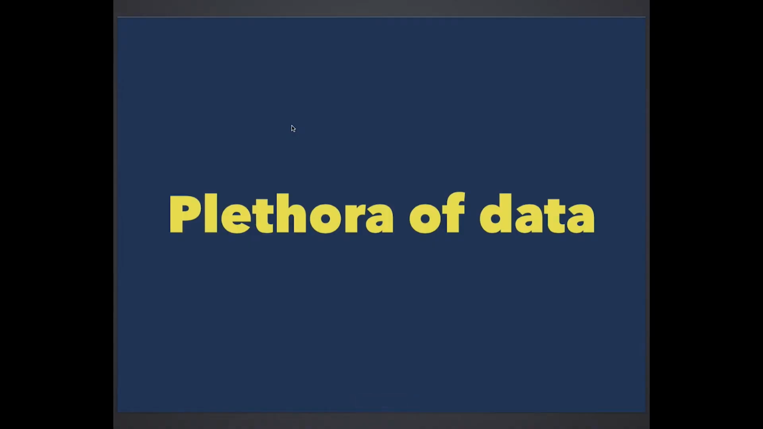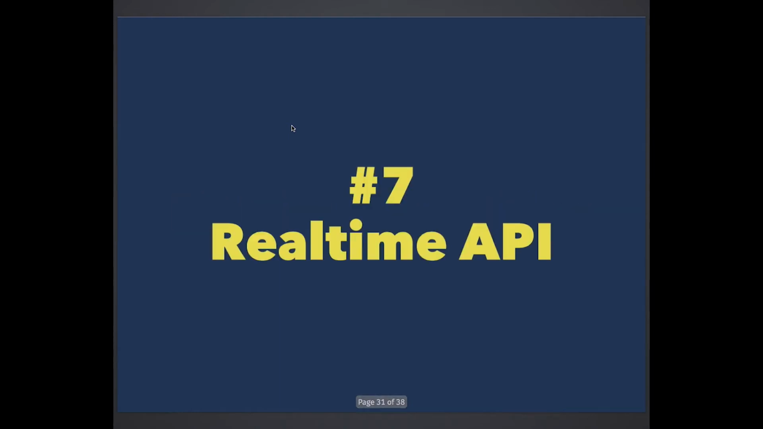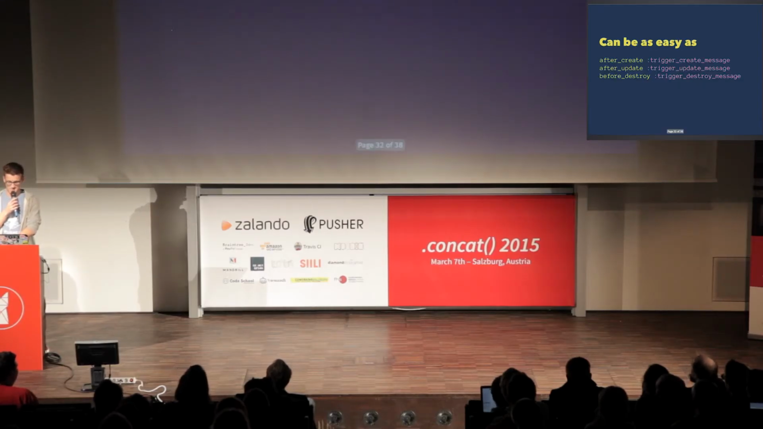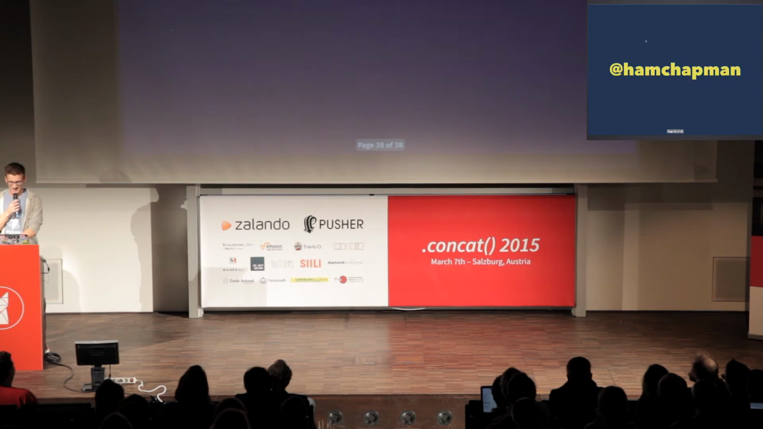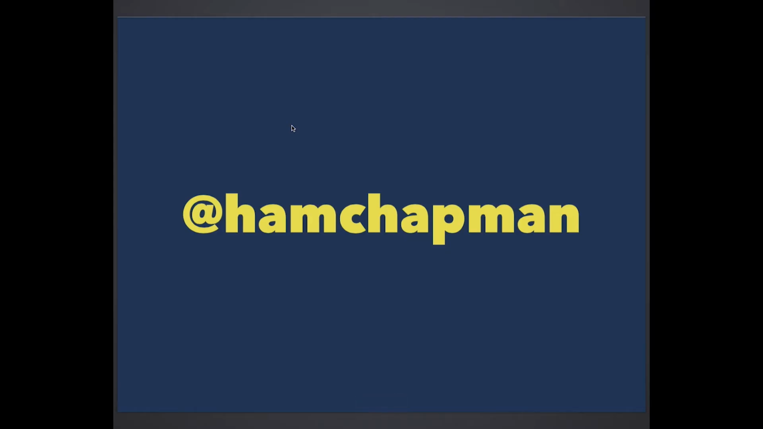Number 6, real-time dashboards. Everyone has a plethora of data, whether it be GitHub commits, internal metrics, stuff like that. Number 7, very quickly, I know I'm out of time, you can make your APIs real-time. It's really easy. There you go.